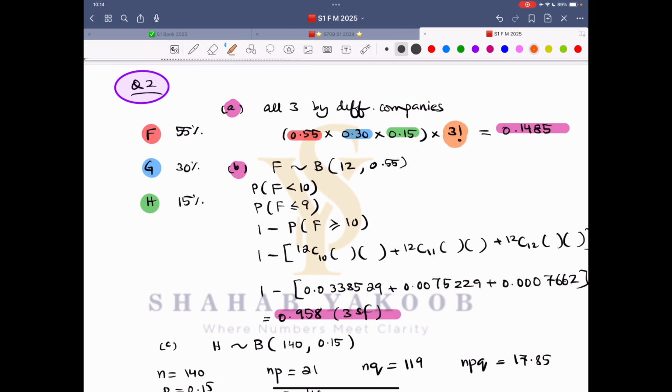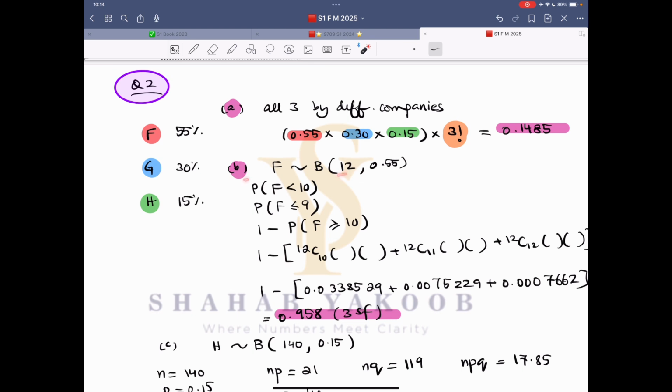Why are we multiplying with 3 factorial? Because there are 6 ways of arranging it. So what are the 6 ways of arranging it? FGH, FHG, GFH, GHF, HFG, HGF. There are 6 ways of arranging it. So that is the answer for this part. If it's exact, leave the answer as it is.